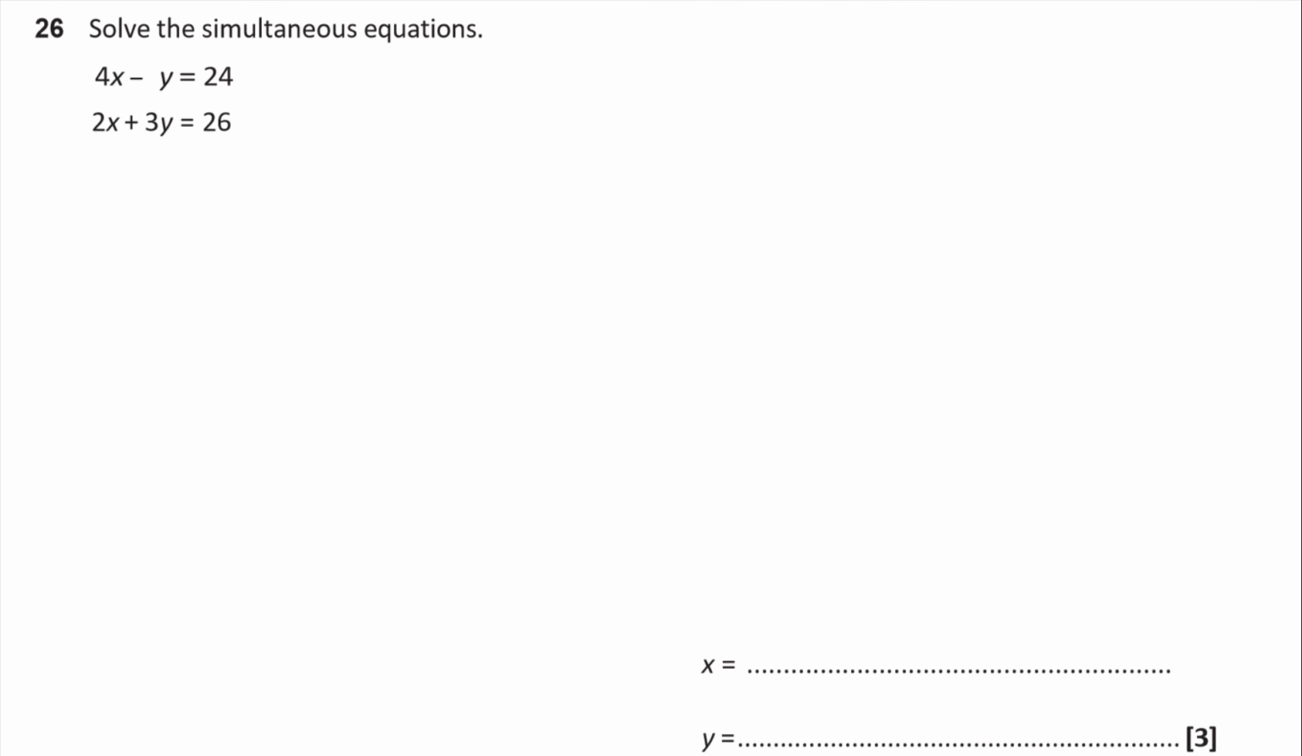Question 26. Solve the simultaneous equations 4x minus y is equal to 24 and 2x plus 3y is equal to 26.